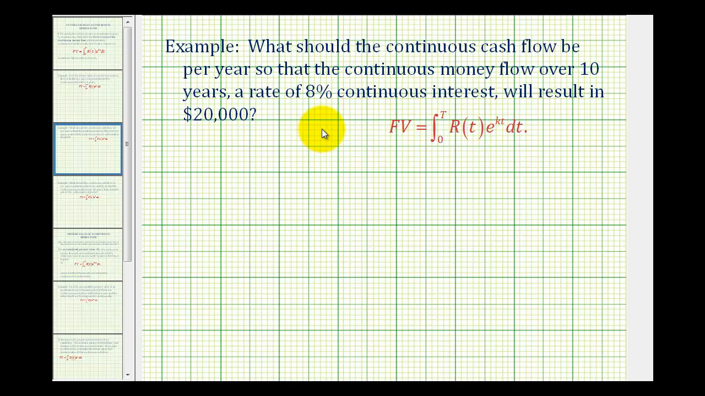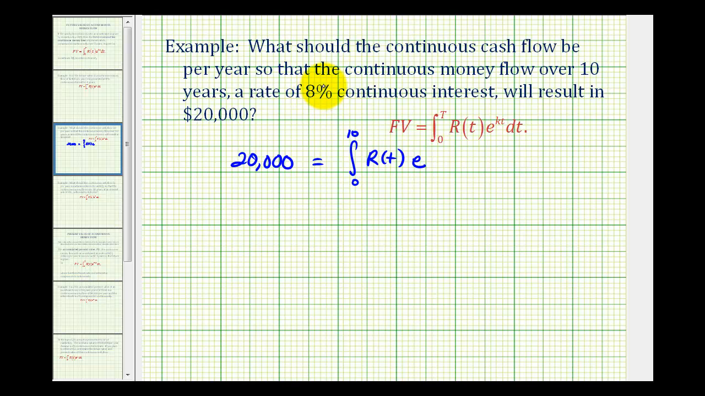So what we'll determine is what the money flow would need to be per year to have $20,000 after 10 years earning 8% continuous interest. So the future value is $20,000. It's going to be equal to the integral from 0 to 10, because it's 10 years, of R of t, which is what we're solving for, the annual money flow, times e raised to the power of k times t.